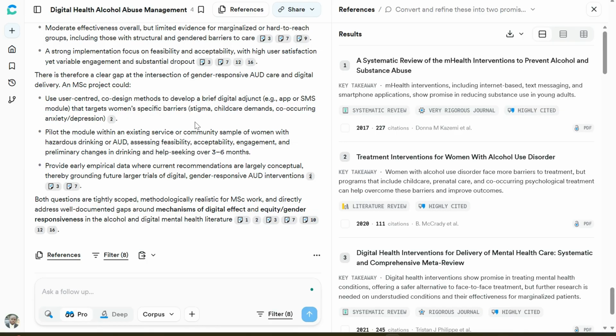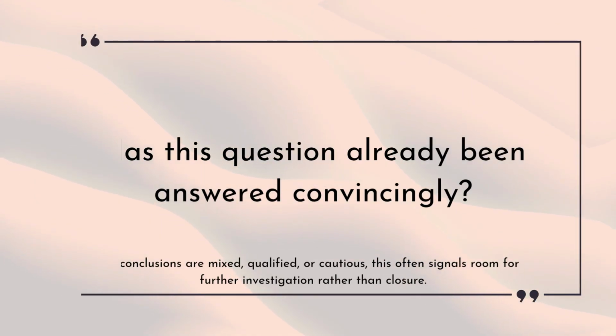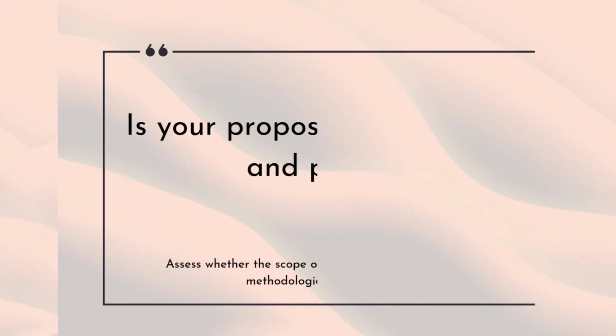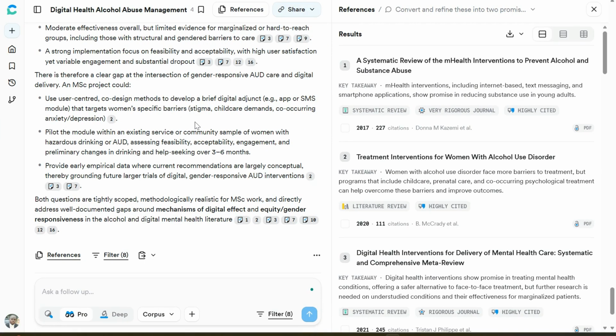You are selectively engaging with the abstract, the introductions and discussion sections, and what you're answering are three critical questions. Number one, has this question already been answered convincingly? Number two, where do authors explicitly identify limitations or future research? Number three, is your proposed contribution realistic and proportionate? Capturing what the strongest existing evidence already shows, where gaps, inconsistencies, or understudied context remain, and how your proposed research question would extend, challenge, or refine current understanding.